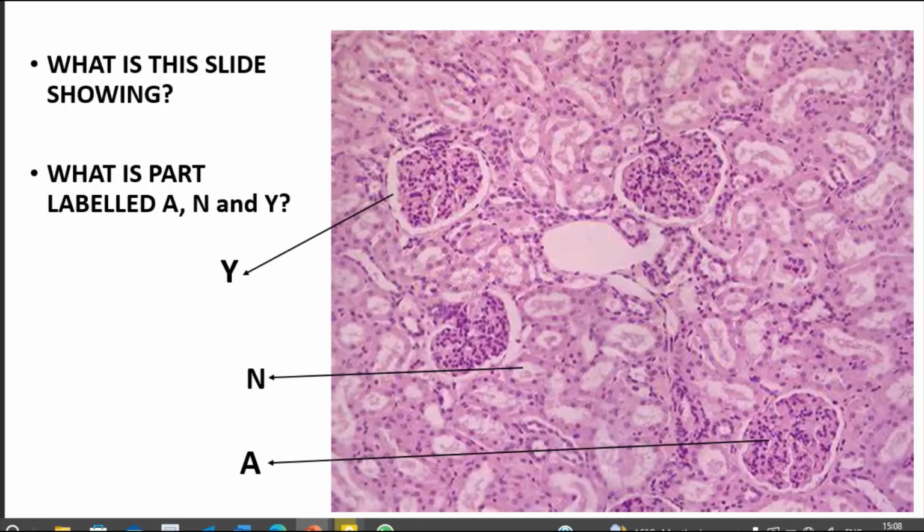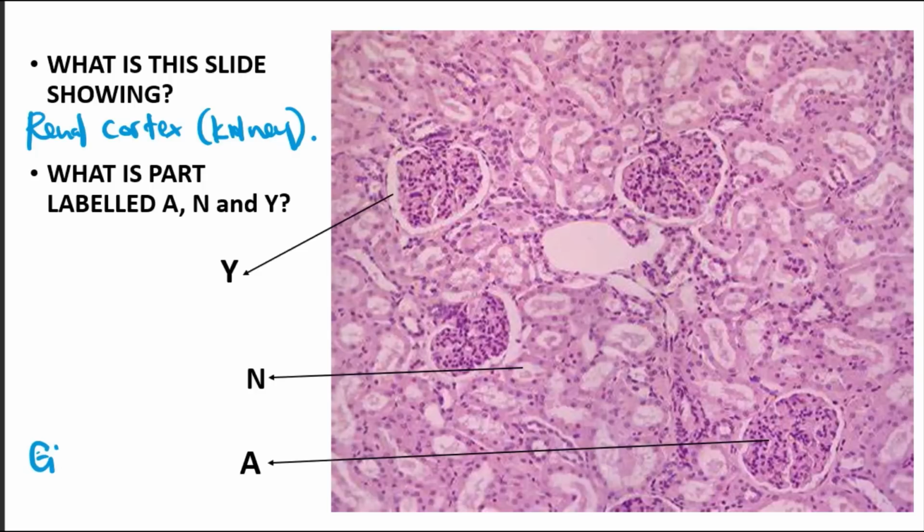What is the slide showing here? This is the renal cortex, or you can say the kidney cortex. What are the parts labeled A, N, and Y? So N, this is the glomerulus. A is the glomerulus rather. N is the proximal convoluted tubule. It's called the PCT. Y is the Bowman's space.